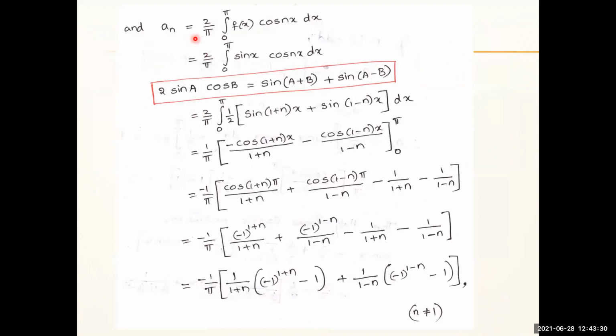And while calculating an, you see 2 by pi into, I've just used the same formula, whatever you use regularly, f of x into cos nx. And the value of f of x, you see, it is sin x. Right? So I've just substituted f of x is equal to sin x. And now if you look at this integrand, it is just like sin a into cos b. So you can just multiply and divide it by 2 here, so that we'll get it as 2 sin a cos b. And the formula for 2 sin a cos b, as you can see here, it is sine of a plus b plus sine of a minus b. This regular formula, trigonometric transformation, as you know.